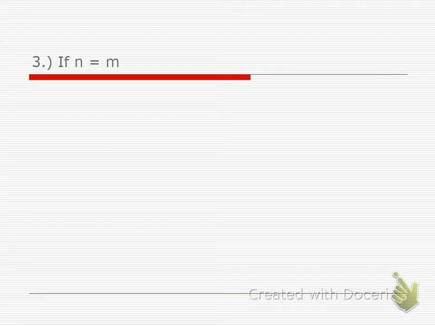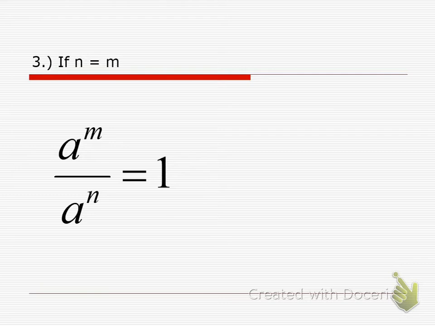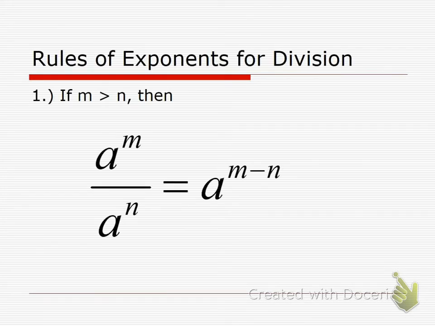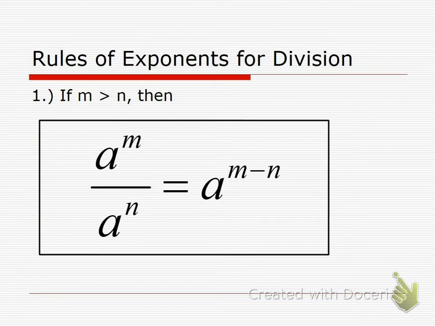The next one, if n and m are equal, then m minus n would be 0, and anything to the 0 power is really just a 1. So I would maybe put a box or a star by that top rule. That's the one that I would go by. But if you get a negative exponent, then you're just going to have to deal with that. Getting a 0 exponent, you should already know how to deal with pretty easily.